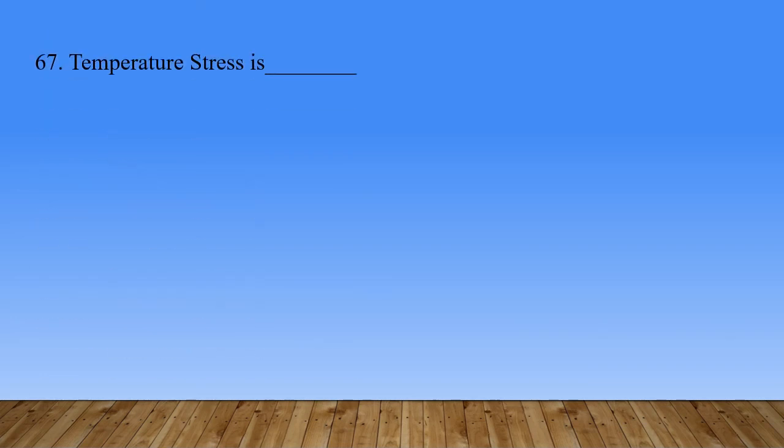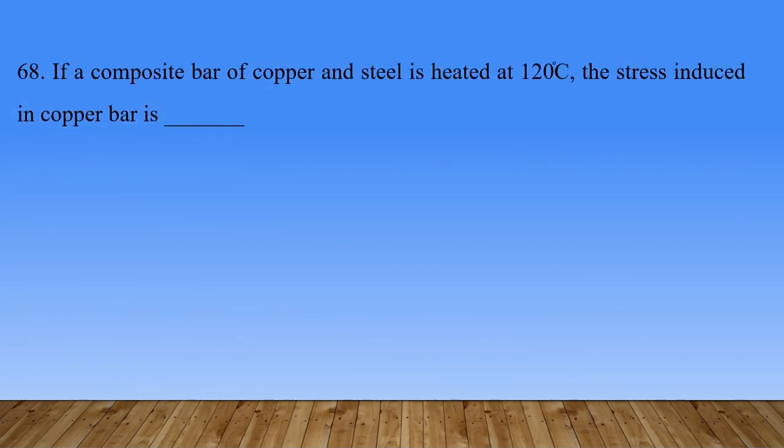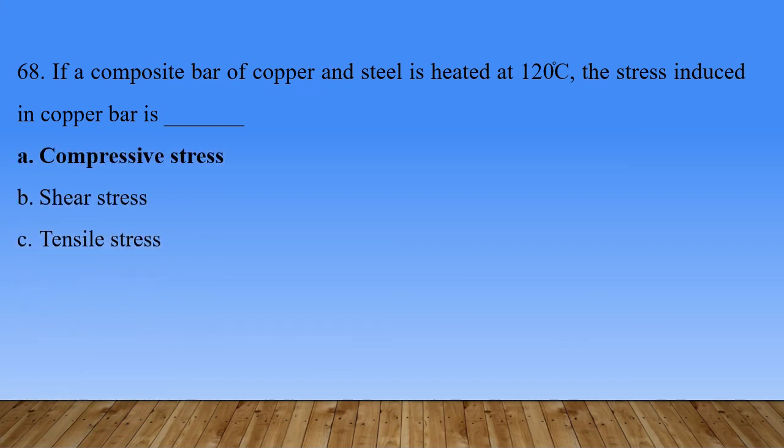Question number 67. Temperature stress is option A sigma is equal to E alpha divided by T, option B sigma is equal to ET, option C sigma is equal to alpha T, option D sigma is equal to E alpha T. The correct answer is option D, that is sigma is equal to E alpha T. Question number 68. If a composite bar of copper and steel is heated at 120 degrees Celsius, the stress induced in the copper bar is option A compressive stress, option B shear stress, option C tensile stress, option D thermal stress. The correct answer is option A, that is compressive stress.